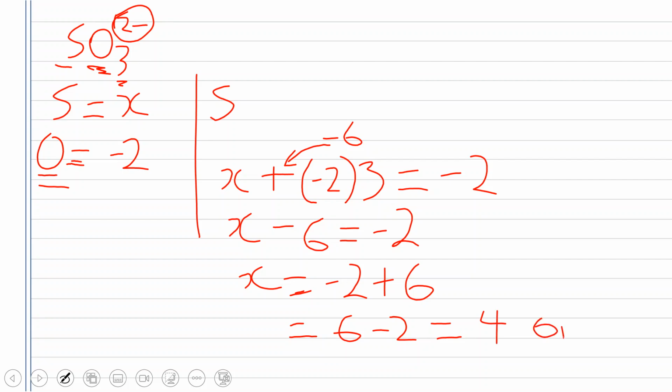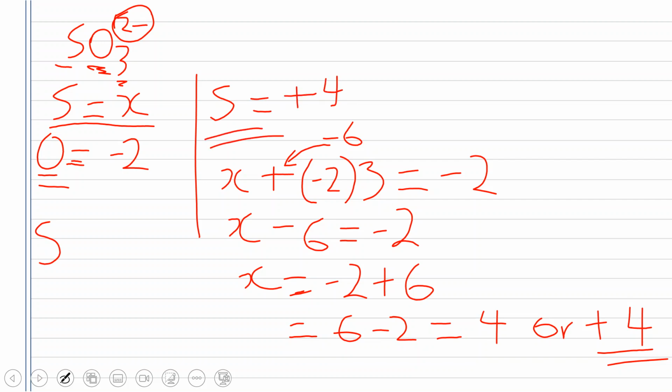Or you can write +4, however you want to write it. Okay. So that means that our x is +4. Remember, x was just standing for the oxidation number for sulfur. So finally, the oxidation number for sulfur will now be equal to what? +4. And now we solve our question. Or you can write it here, +4.